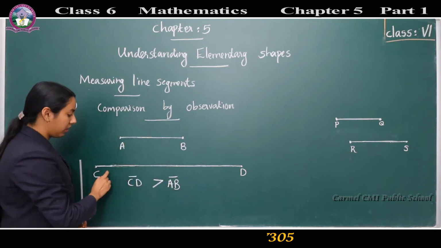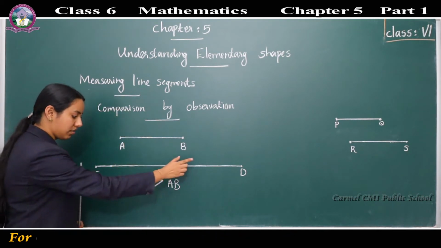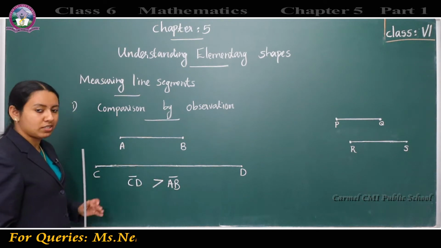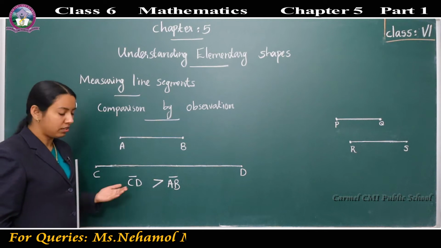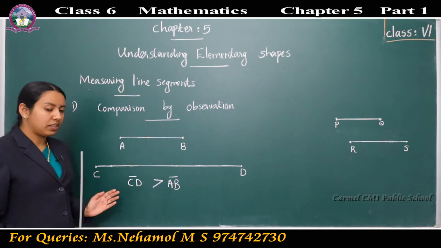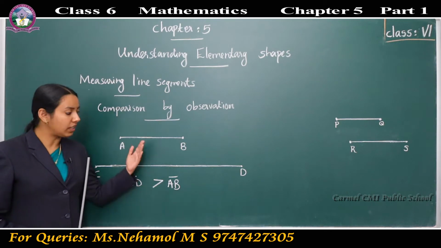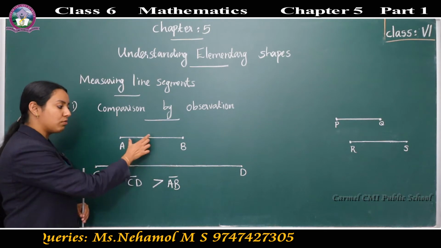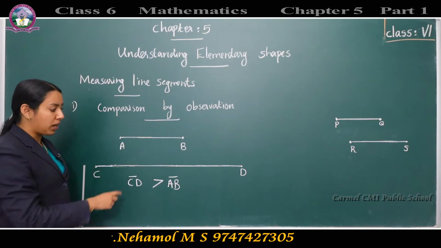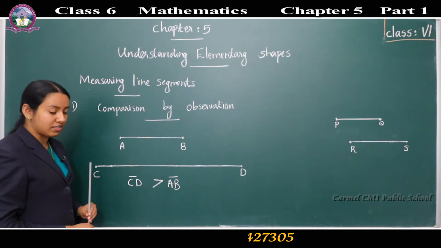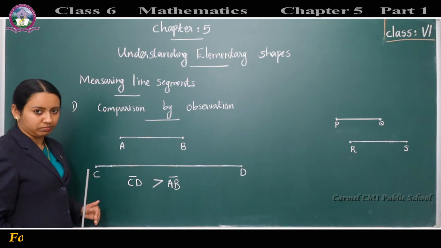Here, AB is shorter than CD. So, CD is greater than AB. Just by observing the line segments, we can say. So, if one line segment is very much longer than the other, or very much shorter than the other, by observing the line segments, we can decide which one is longer.